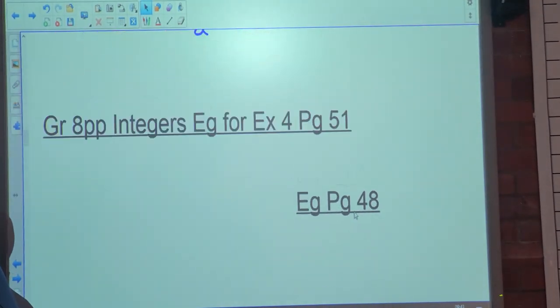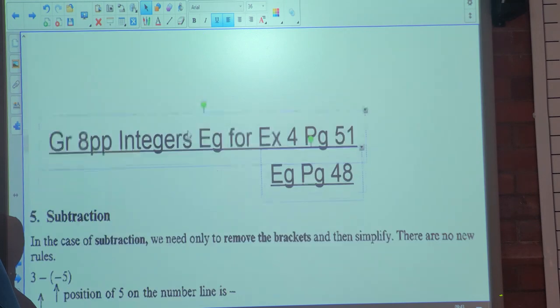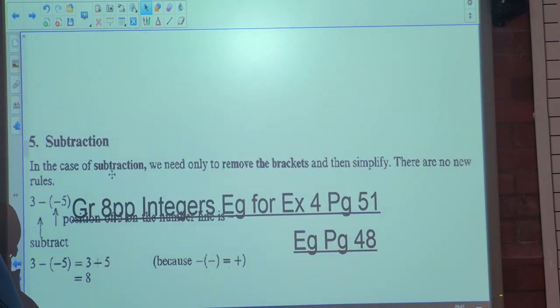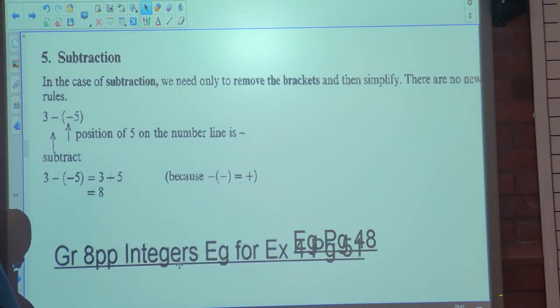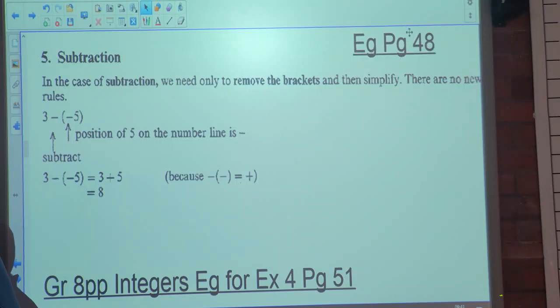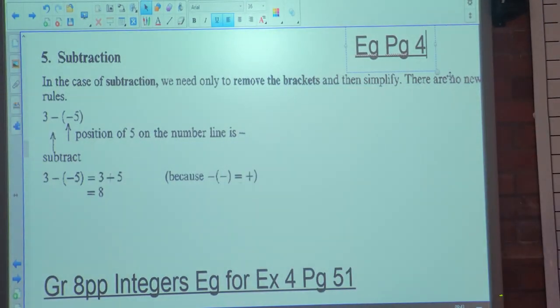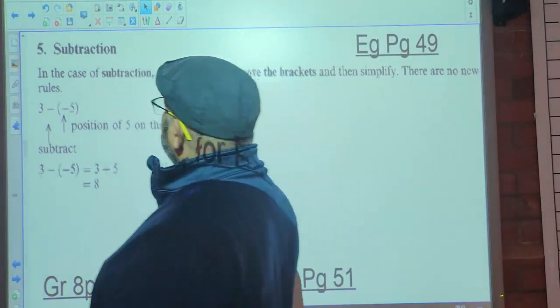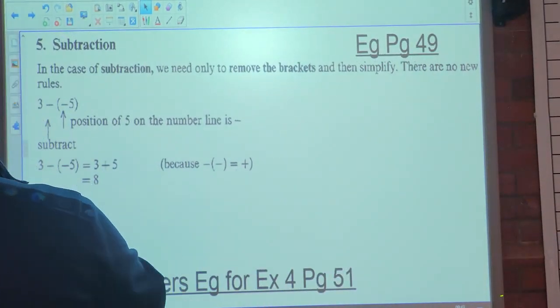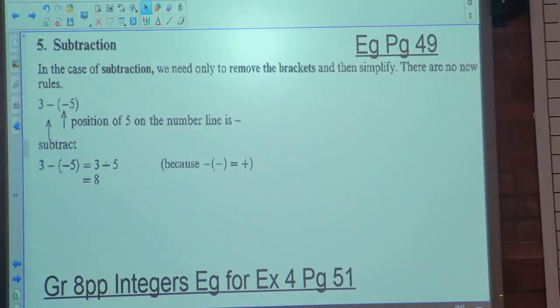Now we're going to go to page 49. So now we're looking at subtraction. Okay, so subtraction. Here we're told that in the case of subtraction, we need only to remove the brackets and then simplify. There are no new rules.